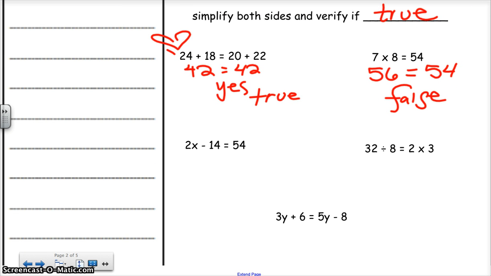2x minus 14, does that equal 54? Heck if I know. Oh, I could find a value for it by solving, but right now I can't tell you. It's not always true. I don't know. It's left open for debate. It has a variable connected. It is an open statement.